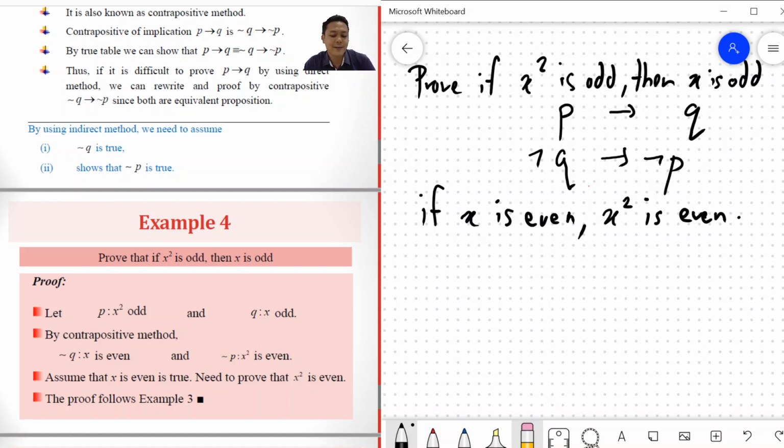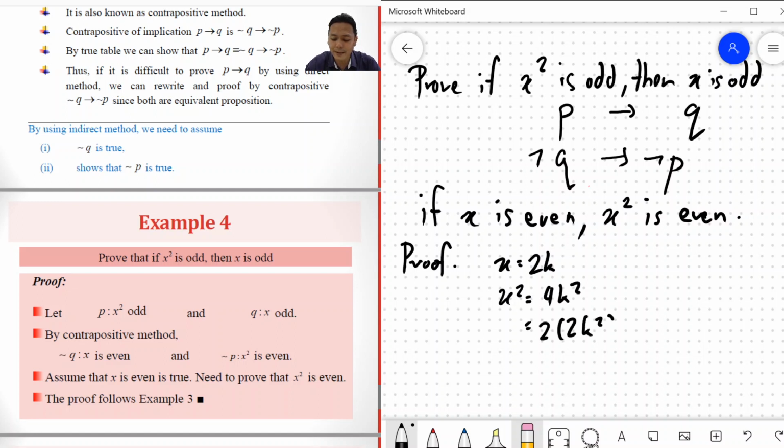And you can use the direct method thinking back. How to prove if x is even? I let x equals to 2k, then x squared will be 4k squared. Again, 2k squared becomes 2l.